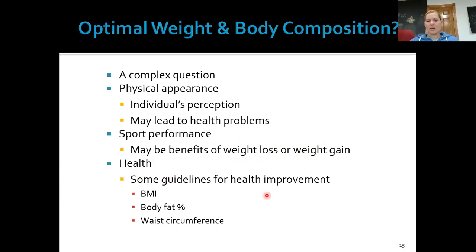Also health as well. So some guidelines are important for health improvement. At the end of the day, our first priority before we worry about sport is health, right? We want to be healthy first, and then if we're healthy, we're able to focus on improving our athletic performance second. We've got to worry about those fundamental basics to start with. So for health improvement, body fat percentage is probably the most accurate, but we could also look at BMI and waist circumference as good indicators of our overall health, and then how I can work on improving those.